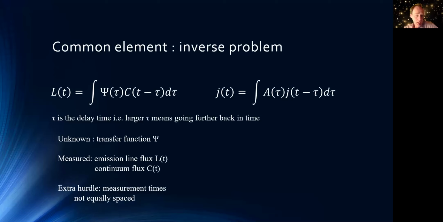So in AGN, in the reverberation mapping, the unknown is called a transfer function, psi. You have emission line flux and continuum flux that are measured. And the extra hurdle in the case of AGN is, of course, that you can't really measure every single day. If the weather is bad, or if you don't have observing time, you lose parts of your light curve, both for emission and for continuum. And some of these sources are for part of the year behind the sun, so that gives you a large gap in your time series. That's the kind of problem that you need to solve when you have to deal with AGN data.